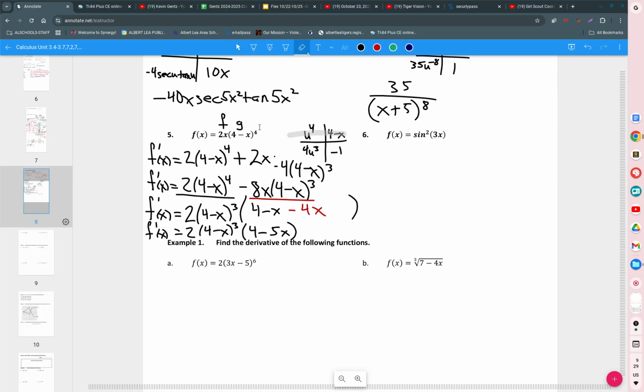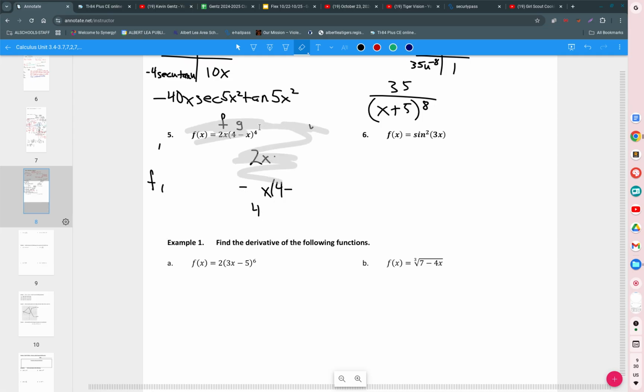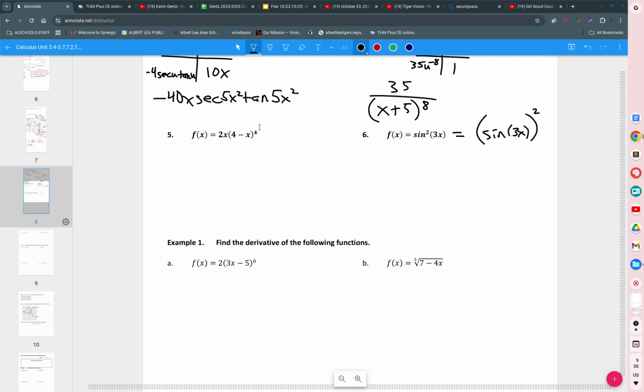All right, let's look at another one. The next one involves more than one rule. It says sine squared of 3x, and so this is understood to be sine of 3x, that quantity squared. I'm going to use the chain rule twice in this scenario. Okay?